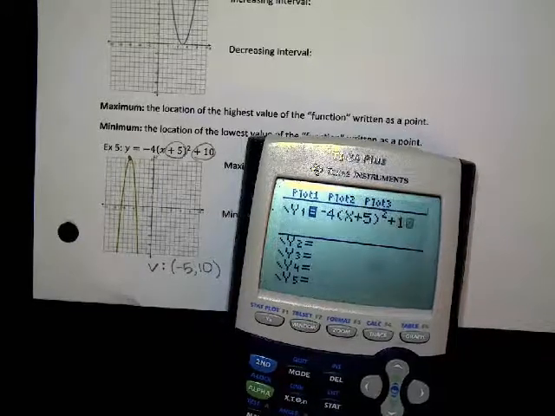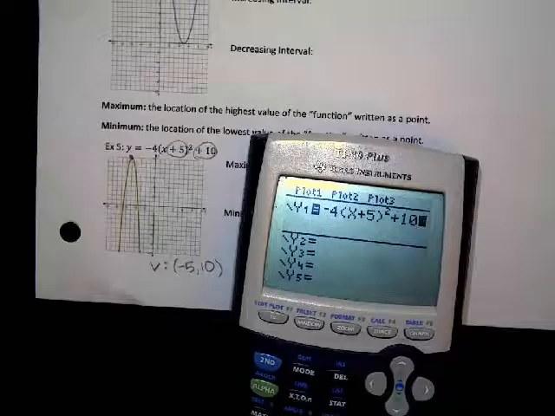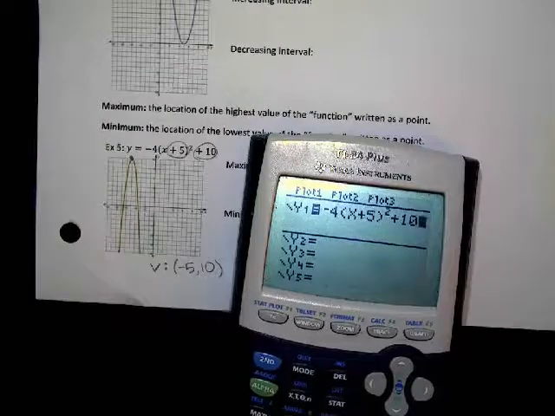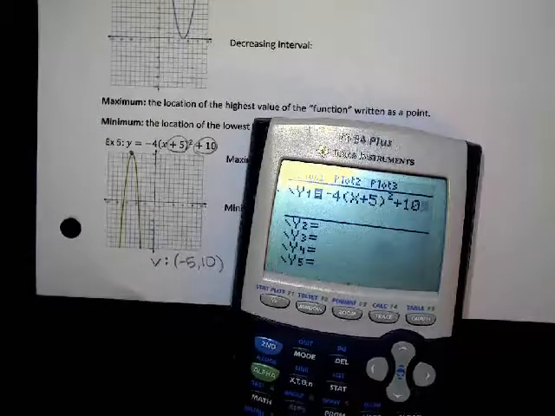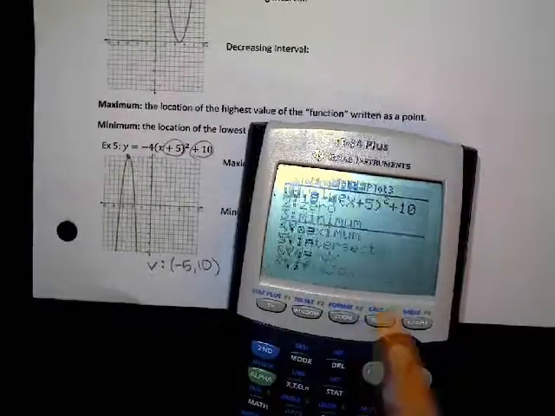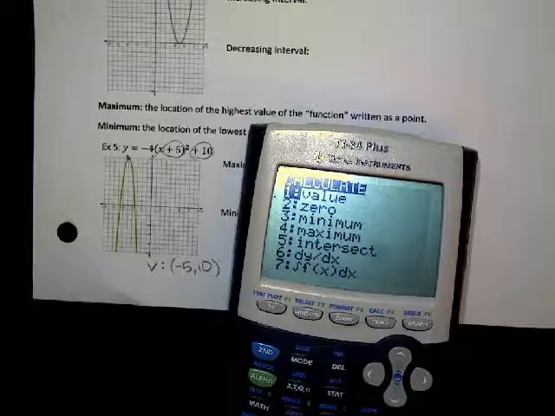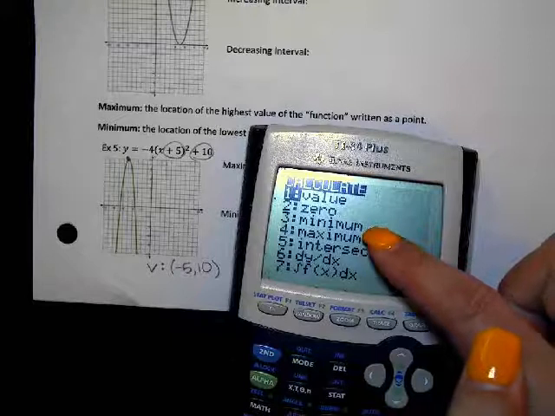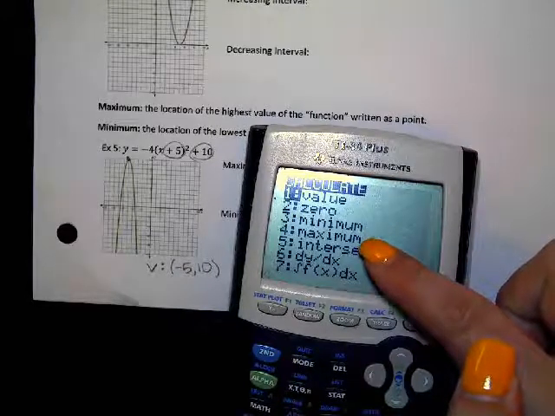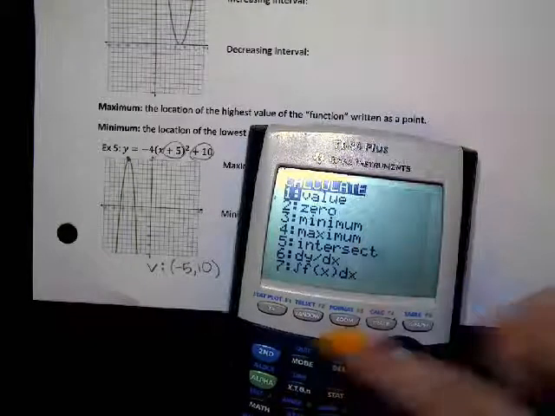And then the menu of options for different characteristics that you want to find from your graph, you can get to that menu by doing second trace. And you can see in blue that's calculating. We're calculating different things about the graph. So minimum is one thing you can find, maximum is another thing you can find. And the maximum is what we're looking for, so number 4.